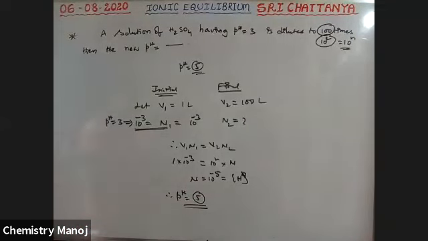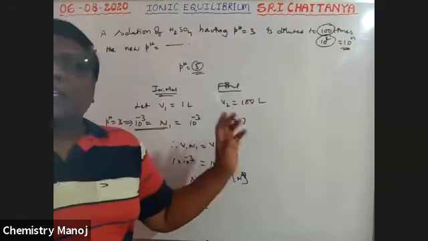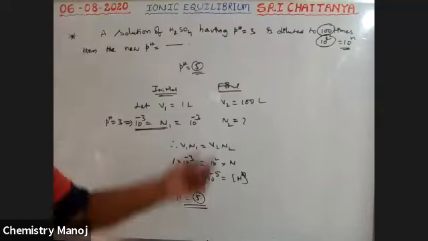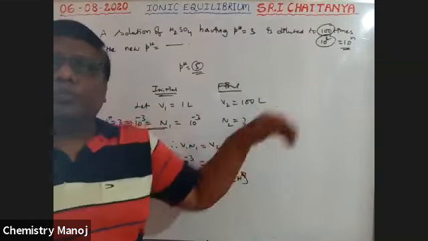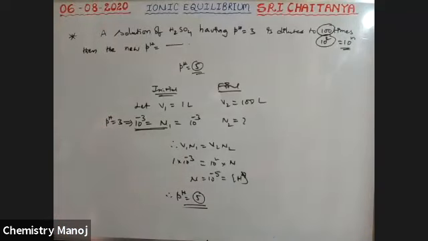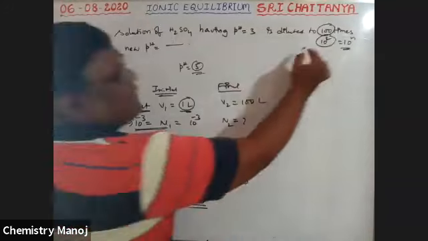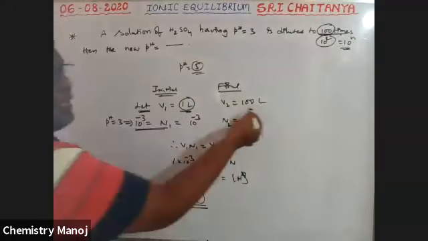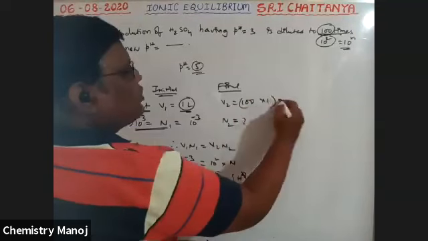That means if it is diluted 10 power n times, pH is increased by that much. Because pH is equal to 3, increased by 10 power 2 times, therefore 3 plus 2. So why is V2 100? Let it be 1 liter. Because it is increased by 100 times, 1 into 100, which is equal to 100.